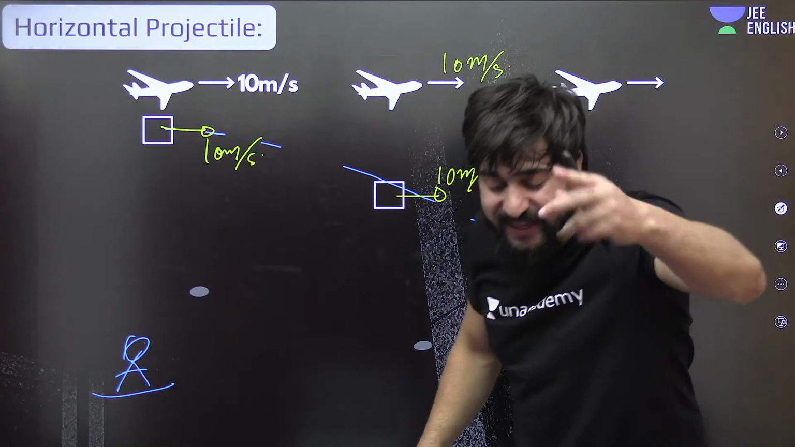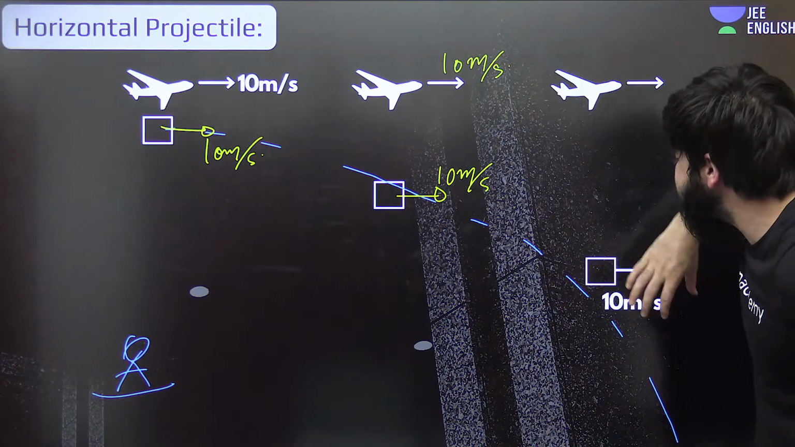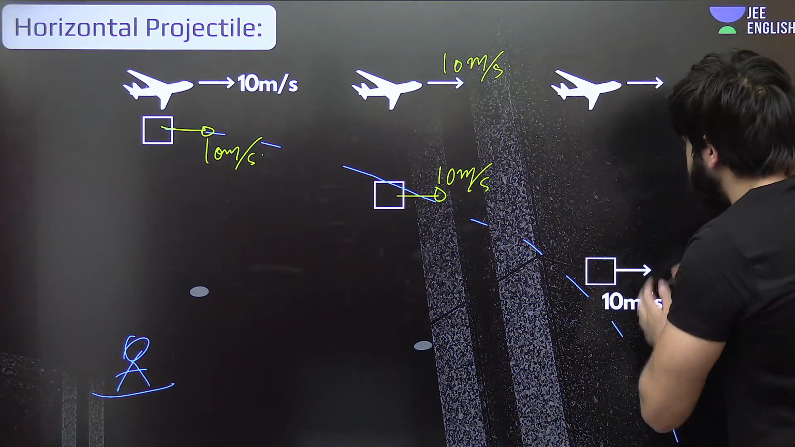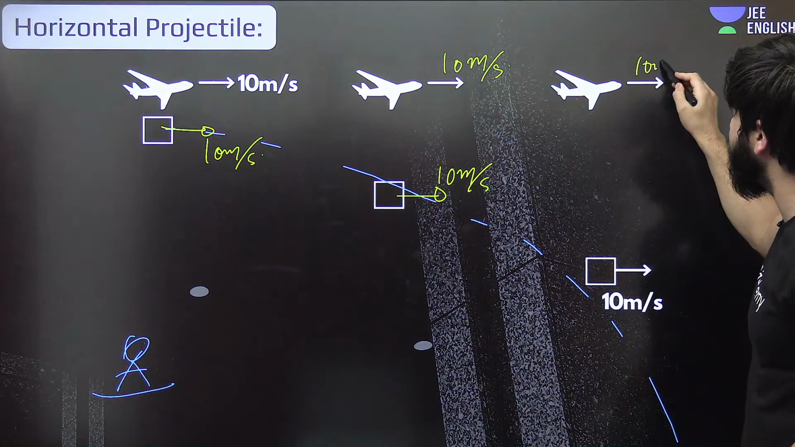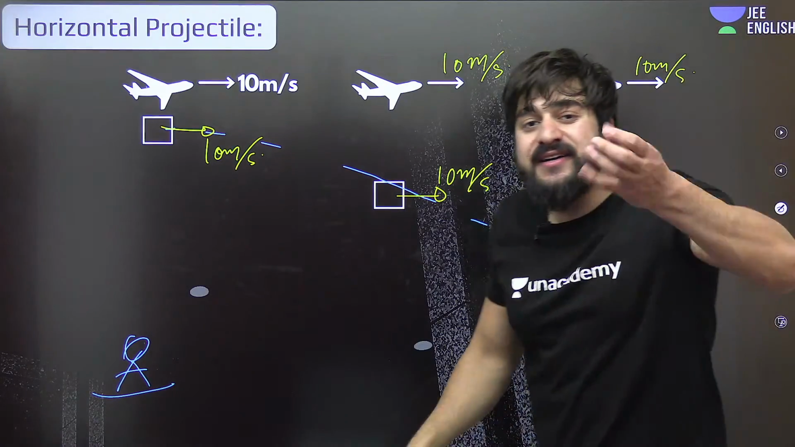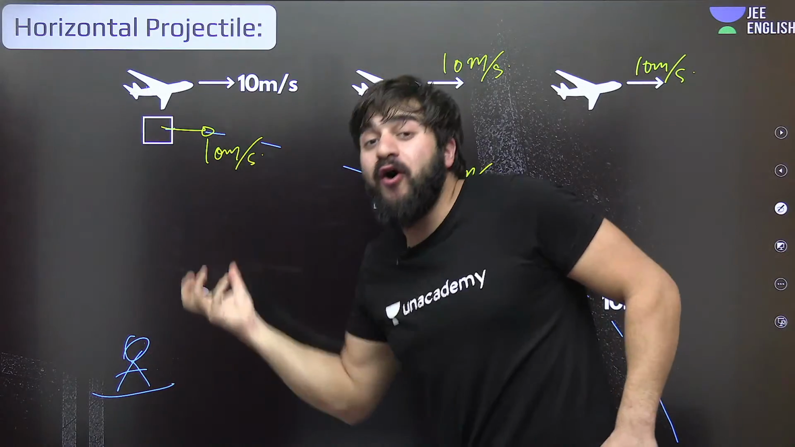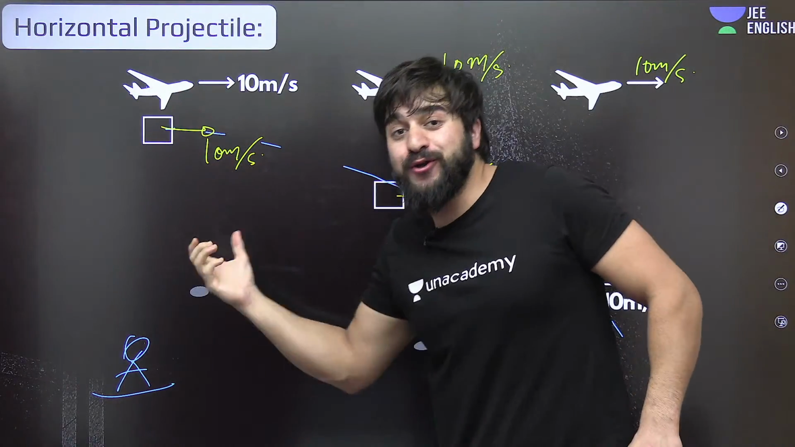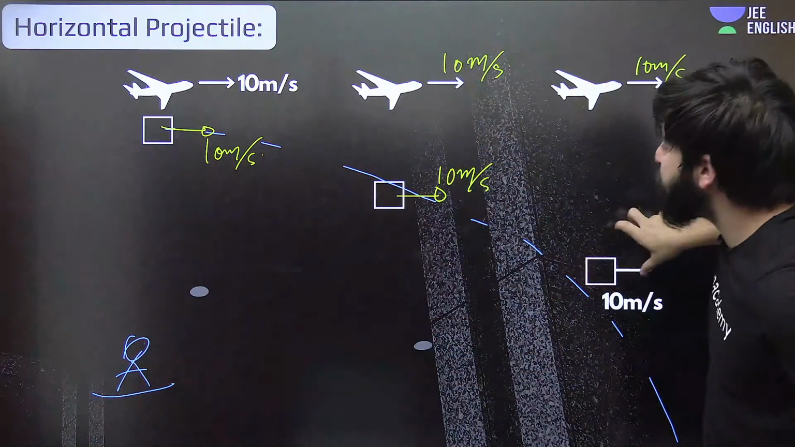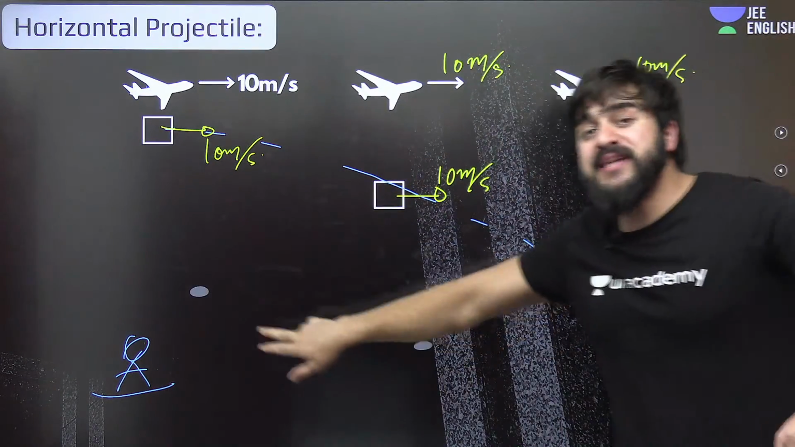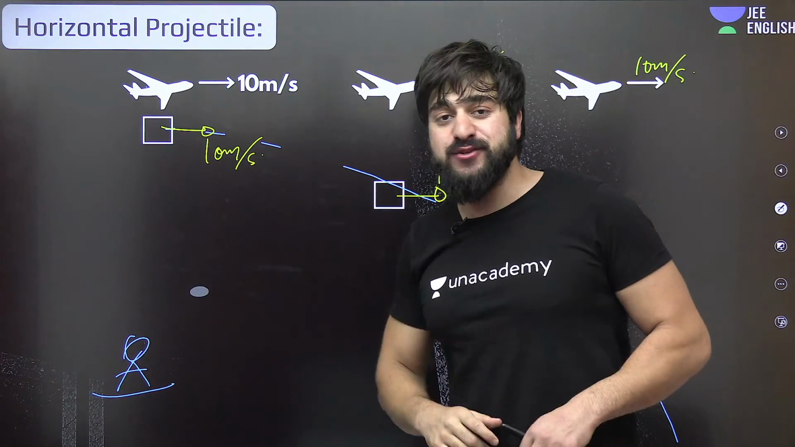So can we say that it feels like the package is still in the plane, because this is moving exactly with the plane, 10 meter per second over here as well, 100%. So it feels like it is still in the plane. It means this block is falling down. It is having the vertical motion also. So still its horizontal motion remains unaffected, 10 meter per second. So its vertical motion is not affecting its horizontal motion.